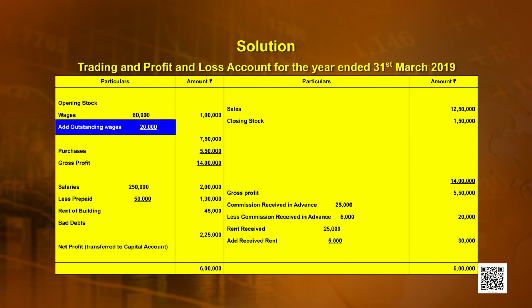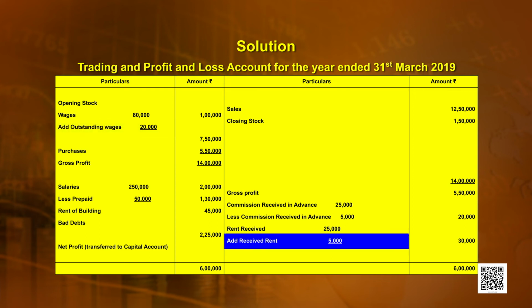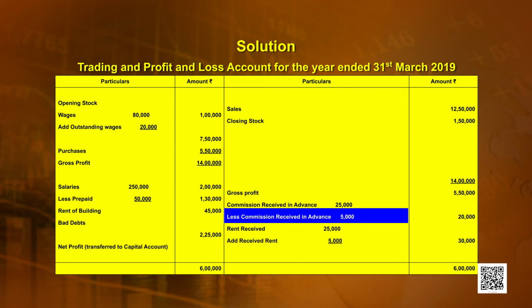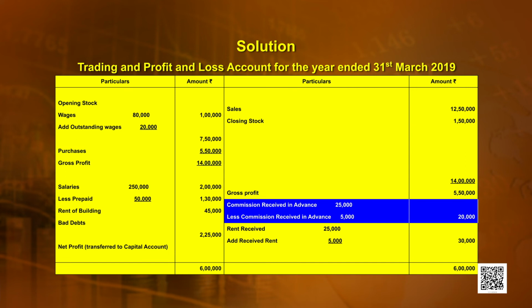Wages outstanding 20,000 added to wages account, total amount is rupees 1 lakh, debited to trading account as it pertains to the current year ended 31st March 2019. Accrued rent, incurred but not received, is therefore added to rent received account and credited to profit and loss account. Commission received in advance is an income which is not yet earned, therefore deducted from total commission received in the current accounting year. Final amount credited to profit and loss account rupees 20,000.